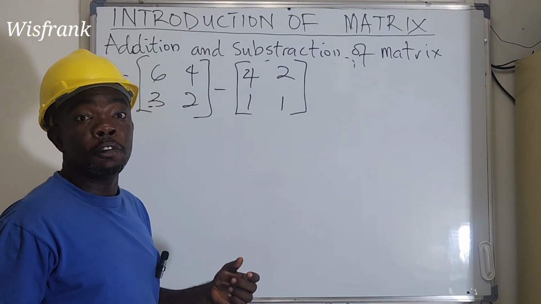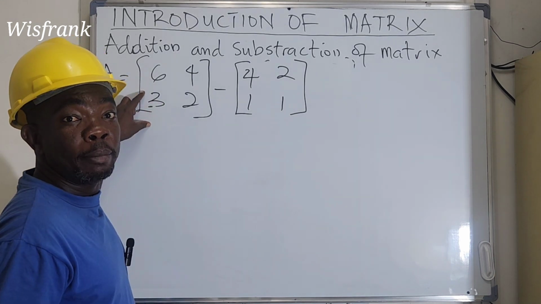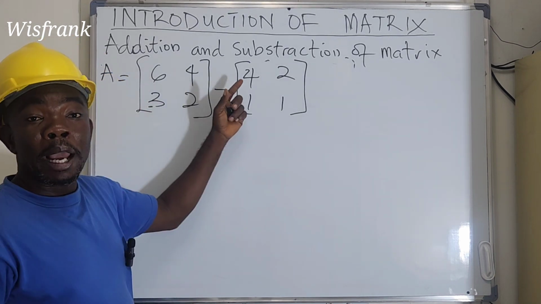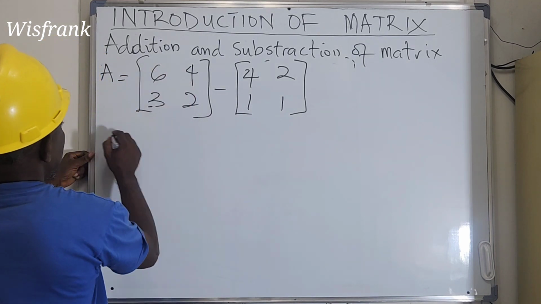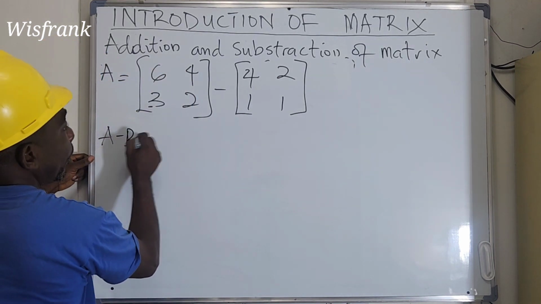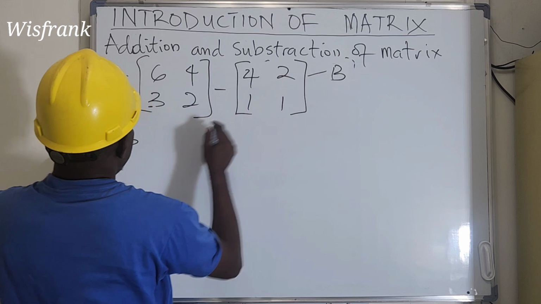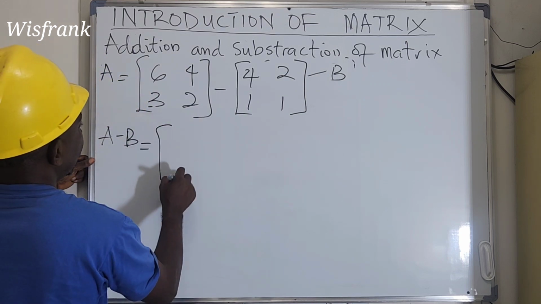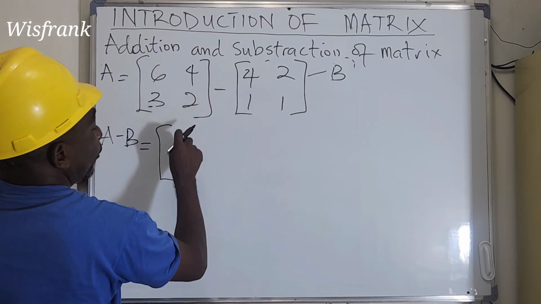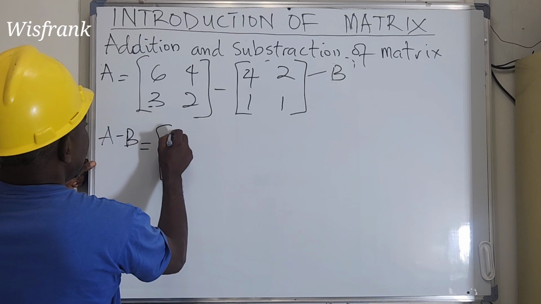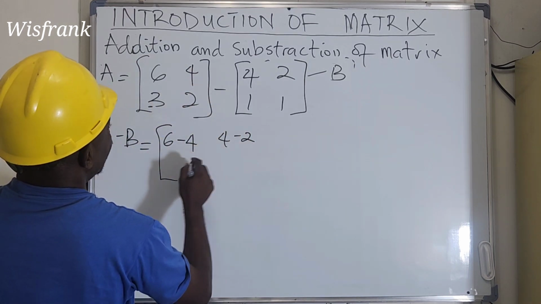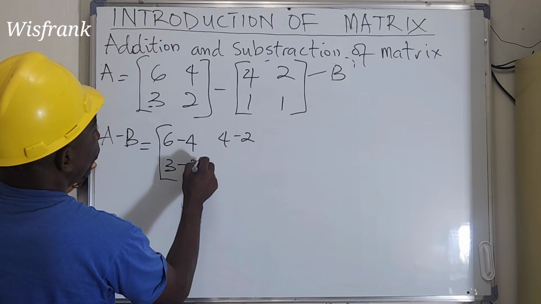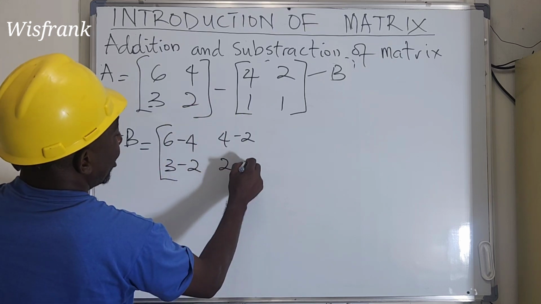The first one that will come first is the first matrix minus the second matrix. That is what it means. That means 6 here, A minus B, we all know that this is B. A minus B will give us 6 minus 4. That is the corresponding element. 6 minus 4, we have 4 here, minus 2, we have 3 here minus 2, we have 2 here, 2 minus 1.